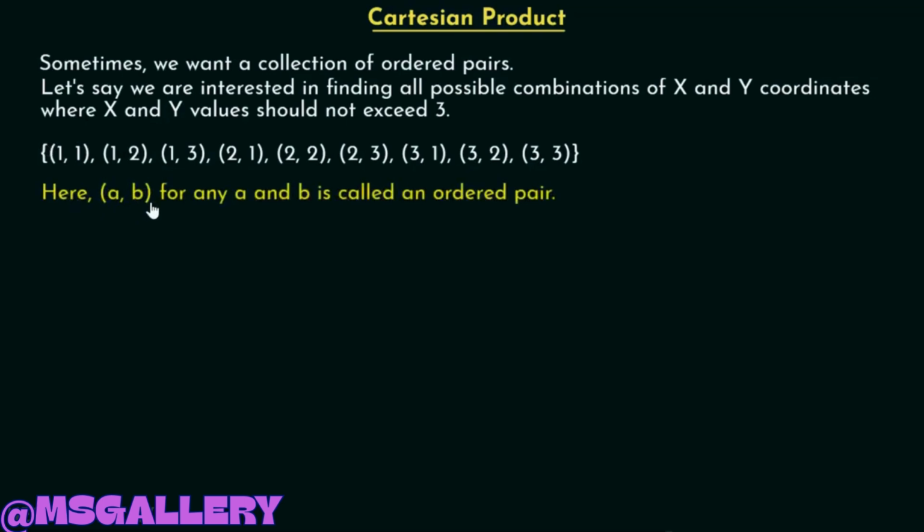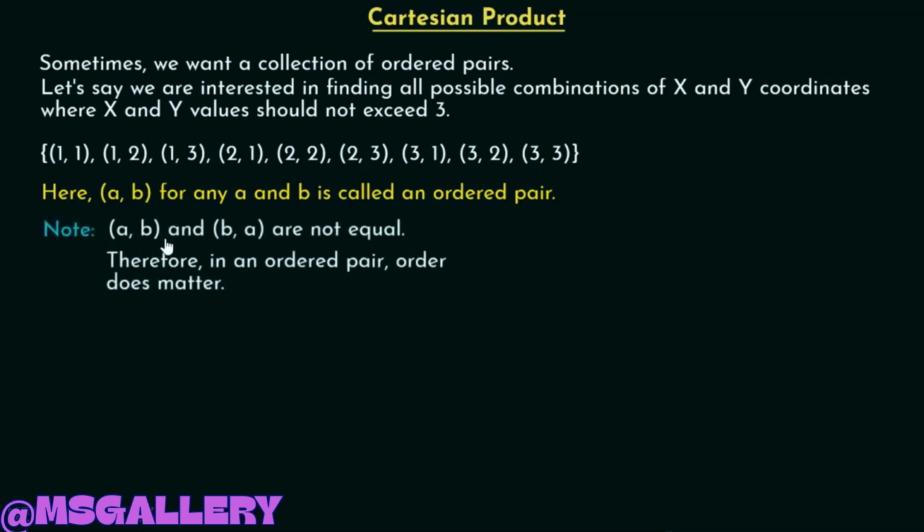Here a comma b for any a and b is called an ordered pair, okay? Now why am I calling this an ordered pair? Because let me tell you that order does matter. Here the order of a and b does matter, okay? Please note that a comma b and b comma a are not equal.